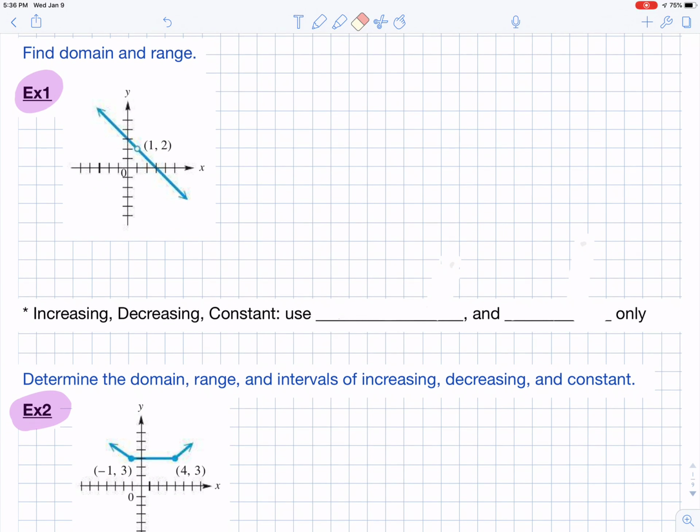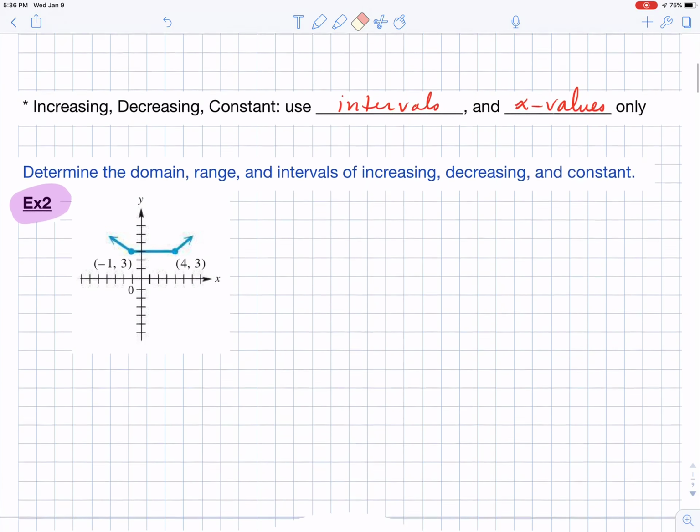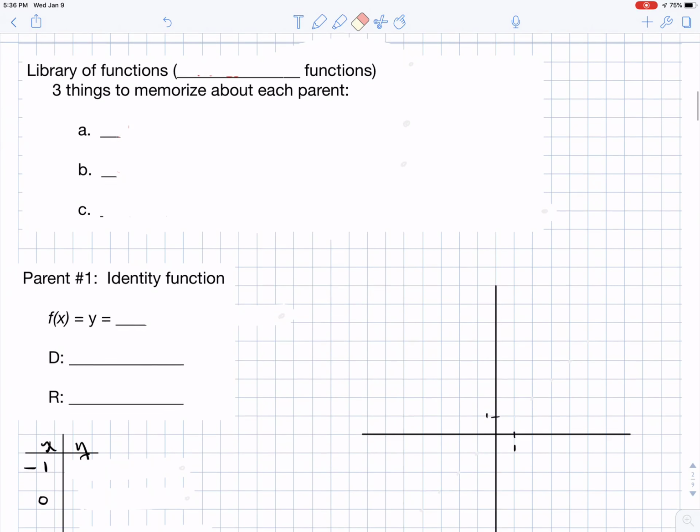When I ask you for increasing, decreasing, and constant, first thing, you're always going to be using interval notation for that. And secondly, you're always going to use x values and only x values. So go ahead down to the library of functions.